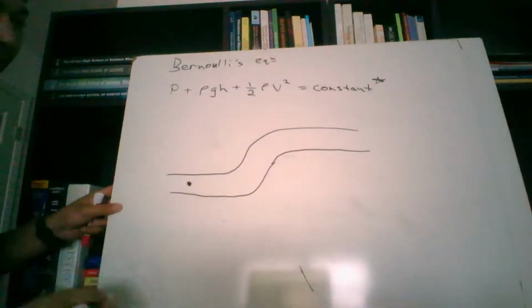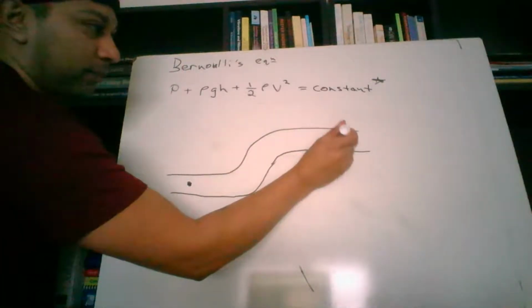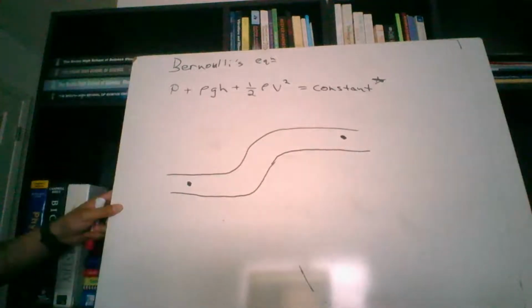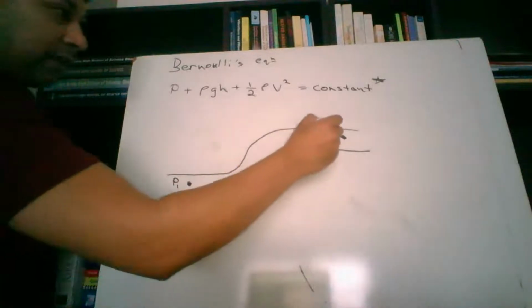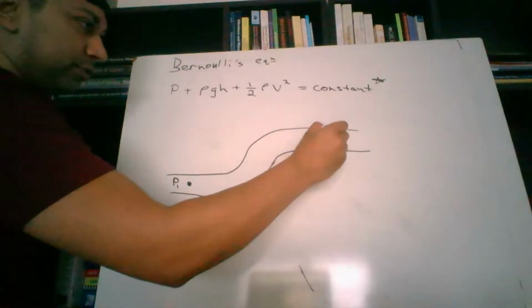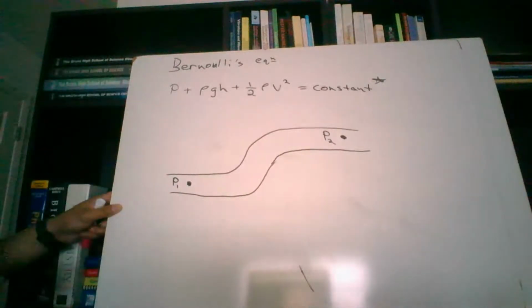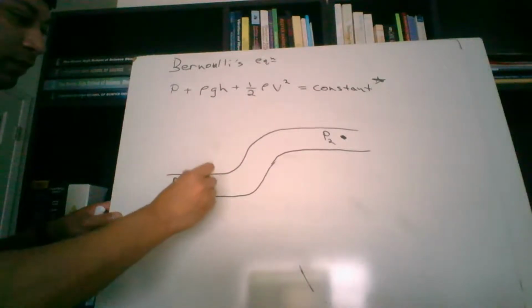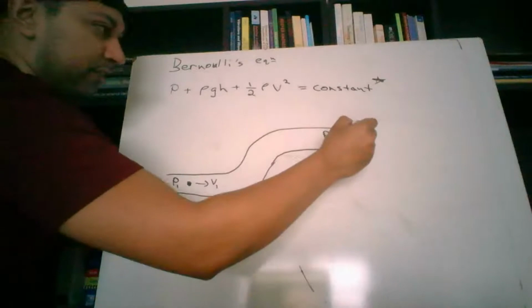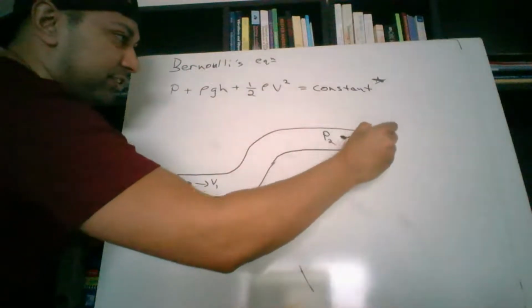So we're going to look at a point right here, and we're going to look at a point right here, and we will call this P1, so pressure 1. And over here, this is equal to pressure 2. So far, so good. We're going to have a speed V1 here, and we're going to have a speed V2 here.